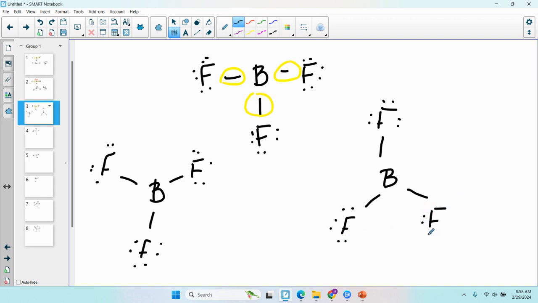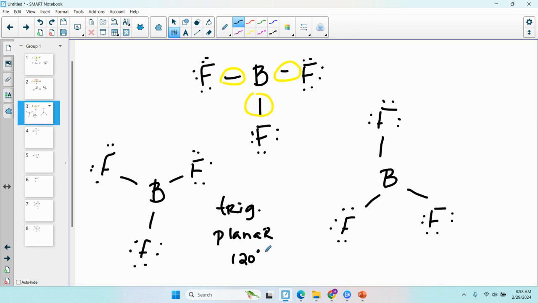However you want to draw it is fine, but you would redraw this one to reflect that. And again, this is trigonal planar, and it's 120 degrees. 3 bonding on that central, no lone pairs, trigonal planar.